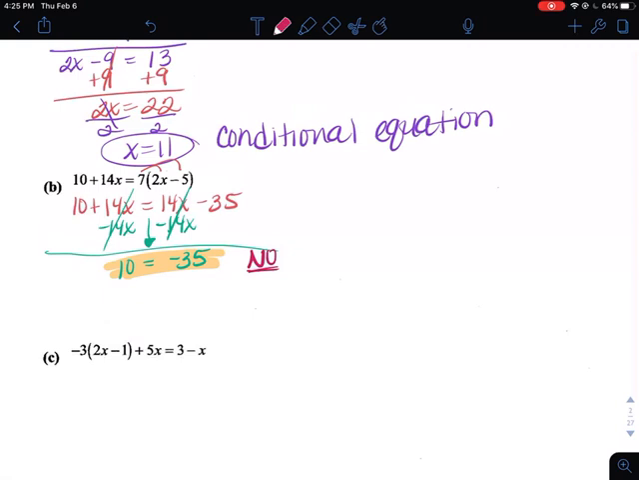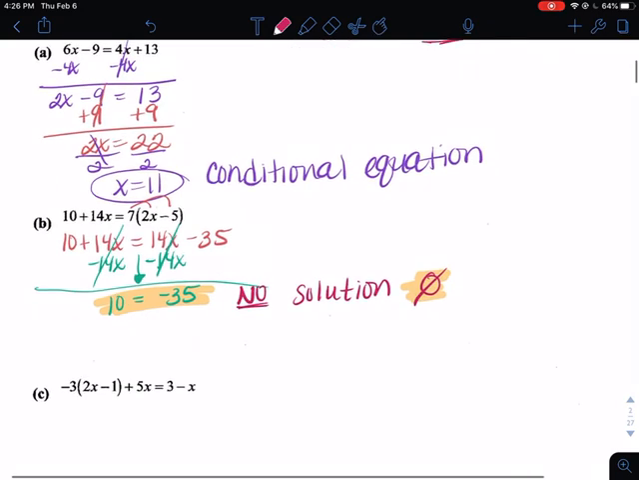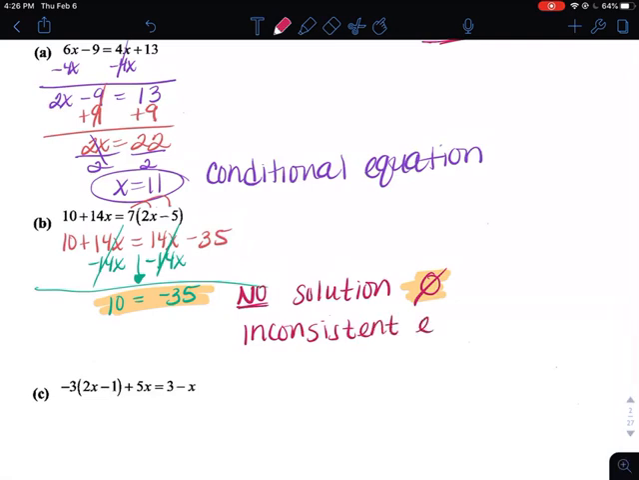So since the answer is no, the answer is no solution. The symbol for no solution is a circle with a line through it. So in my math lab, when you see that symbol, that means no solution. Any type of equation that has no solution as the answer is called an inconsistent equation. So this is an inconsistent equation.